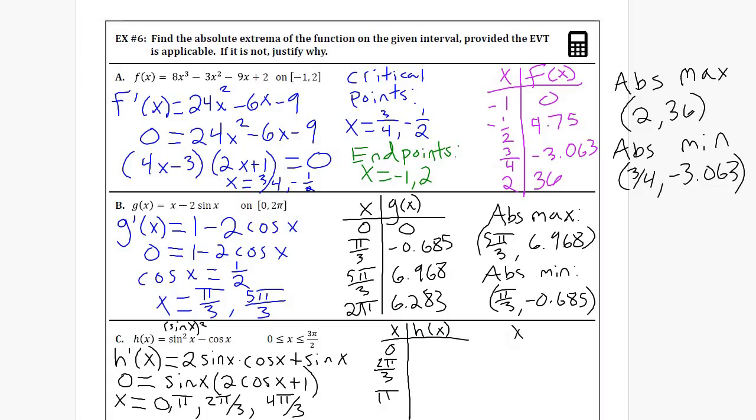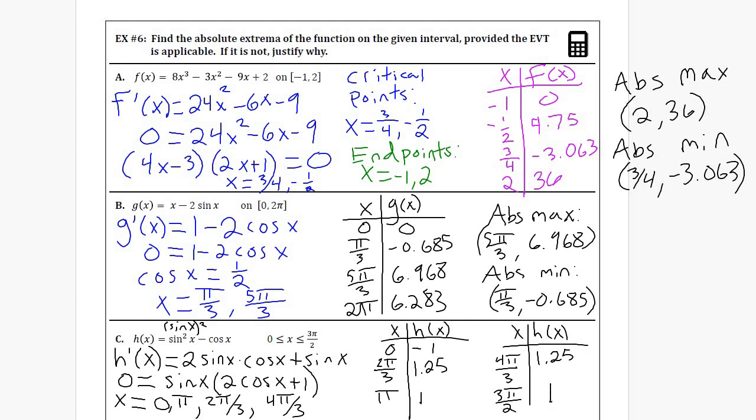I'm going to go ahead and do a second set for our 4 pi over 3. And notice here we are stopping at 3 pi over 2. Again, plugging into my calculator, I get -1, 1.25, 1, 1.25, and 1.